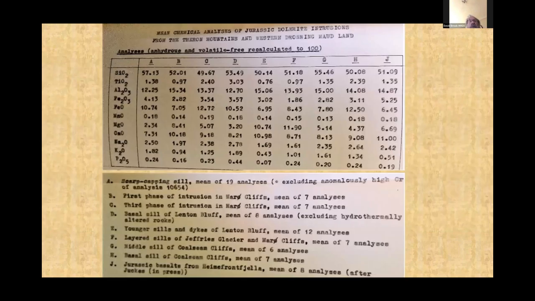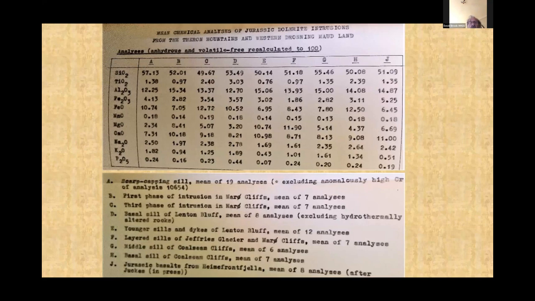This shows a summary of all the major element, the major cells in the Theron Mountains and the variations in their chemistry, their major element chemistry. As you can see, the number of analyses varies. 19 for the scalp capping seal, but 7 or 8 for most of the others.